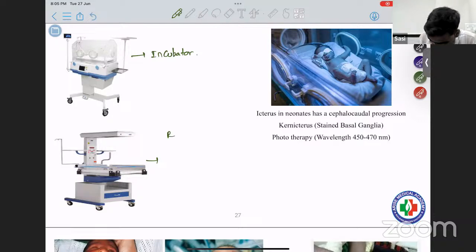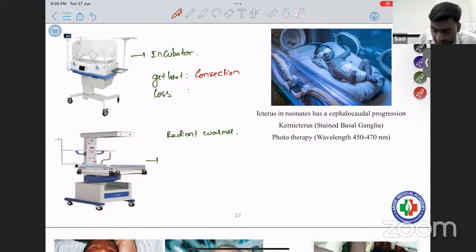This is the radiant warmer. Okay, this is the radiant warmer. And the mechanism by which the baby gets heat in the case of an incubator, how does it get heat? By which mechanism? It is by convection. And how does the baby lose the heat? The baby will lose heat by radiation.